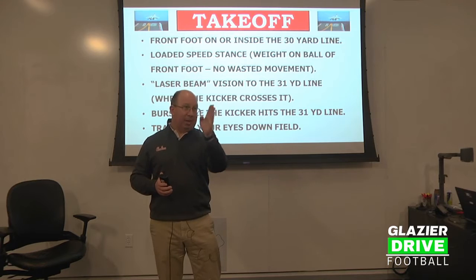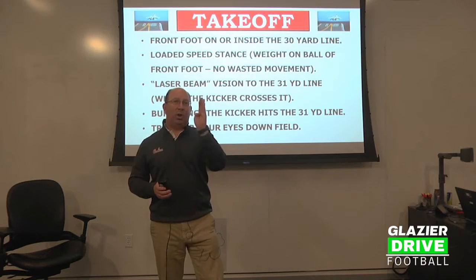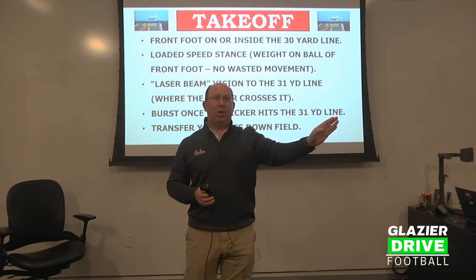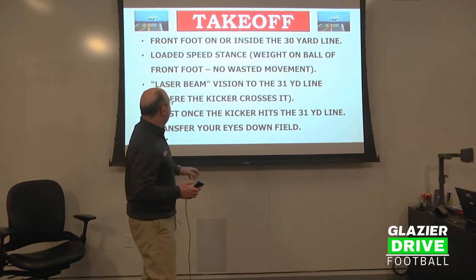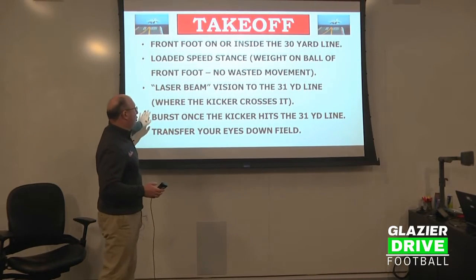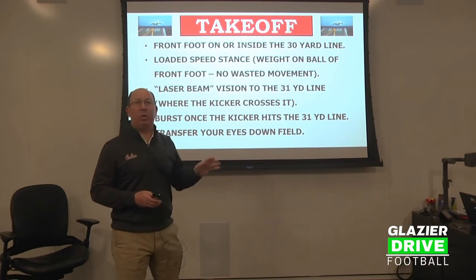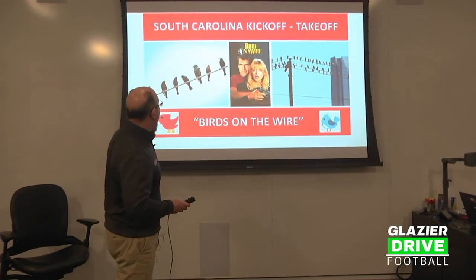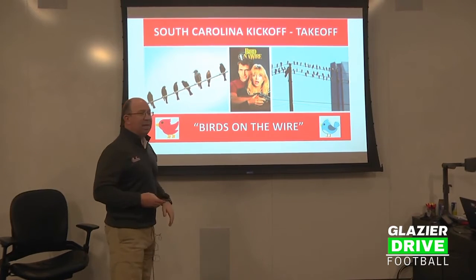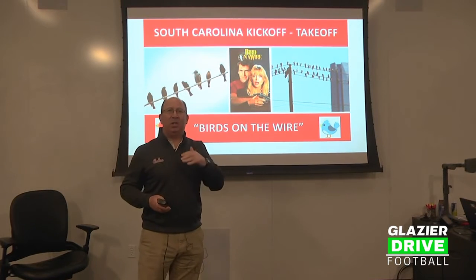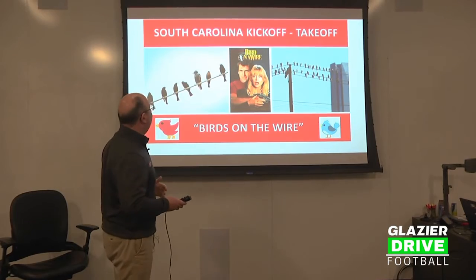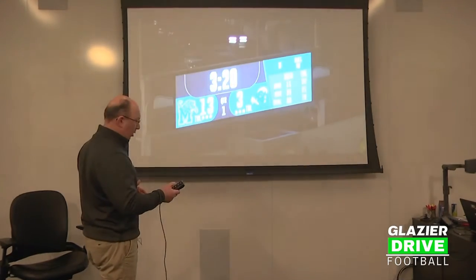So we laser beam, we lock our eyes in on the 31-yard line at a point where the kicker is going to cross it, and take off and burst once he does. We transfer our eyes downfield, and at that point we trust that we're going to be onsides. Ultimately what we want to see is that birds on the wire effect where we're all hitting the 35-yard line in conjunction.